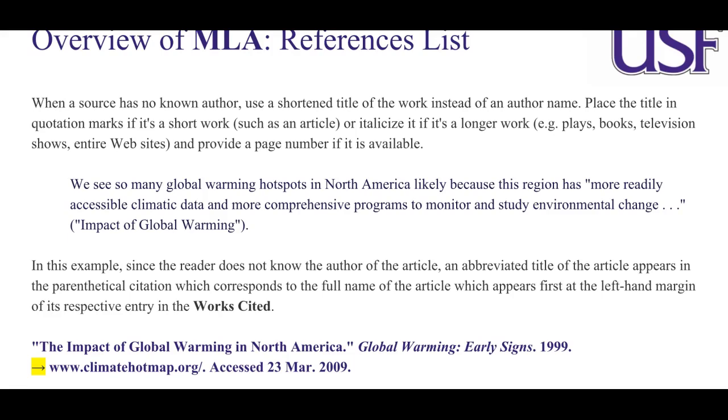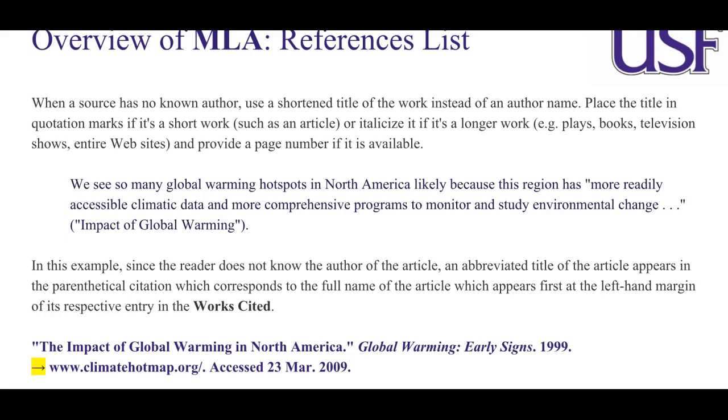Because the whole goal of our in-text citation is to guide our readers to our work cited at the end of our paper. Whatever we put in the parentheses, or that parenthetical citation, must correspond with the way that we cite the information on our work cited. So here we don't use an author, we use the title, Impact of Global Warming.